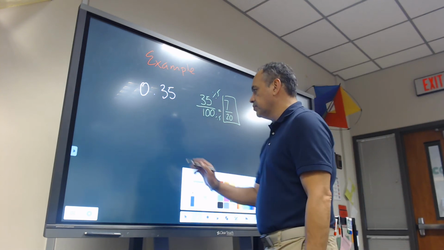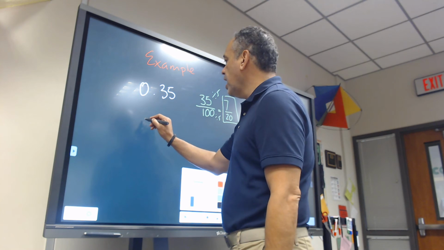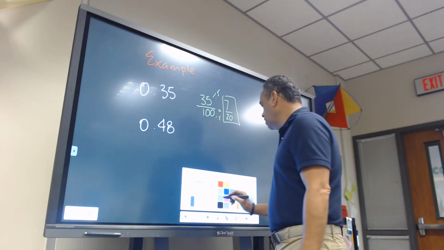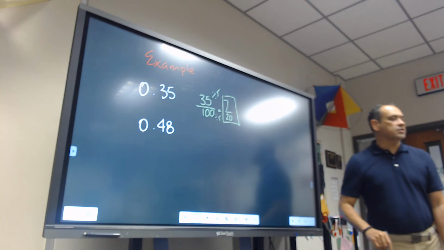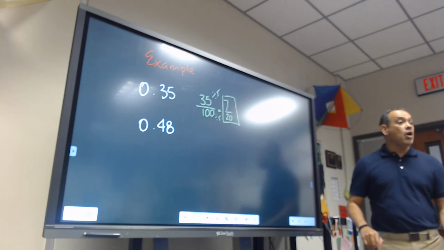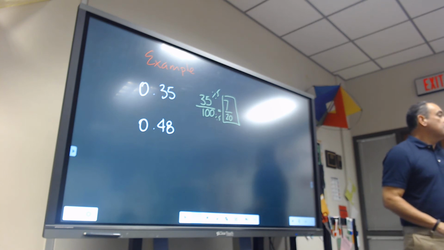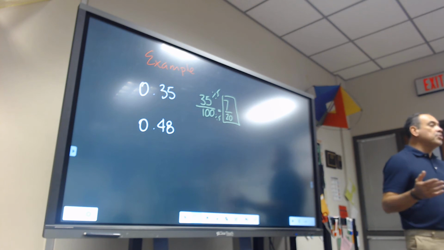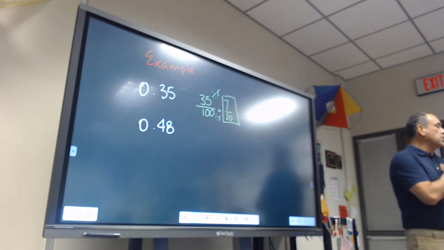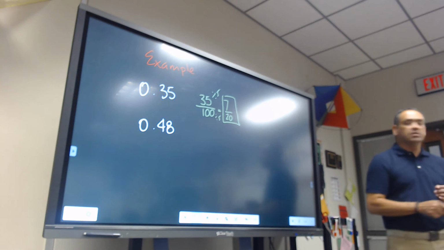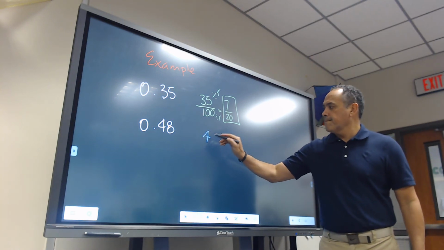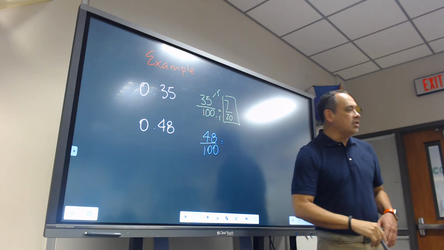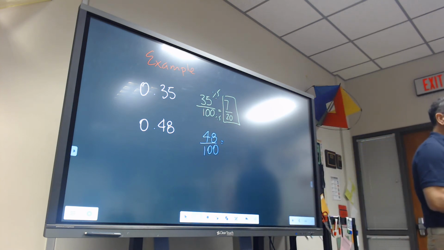What about 48 cents? I have 48 cents in my pocket. We're going to turn this into a fraction. I know it has 2 digits, so I'm going to write it first without the decimal point, and give it 2 zeros in the denominator. So it's going to look like 48 over 100. At this point, I'm done writing it as a fraction, but now I need to simplify it.